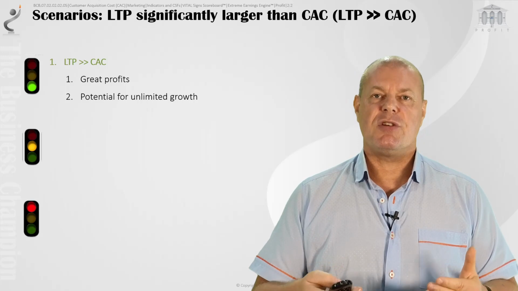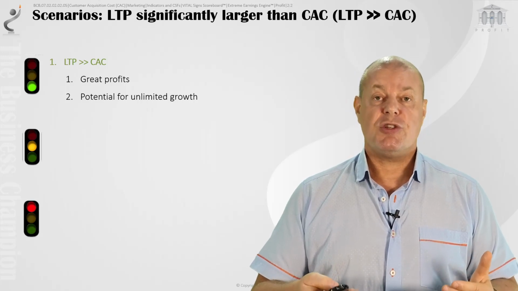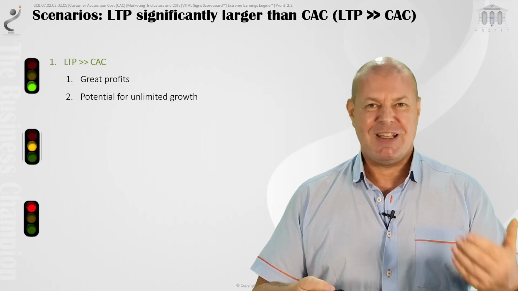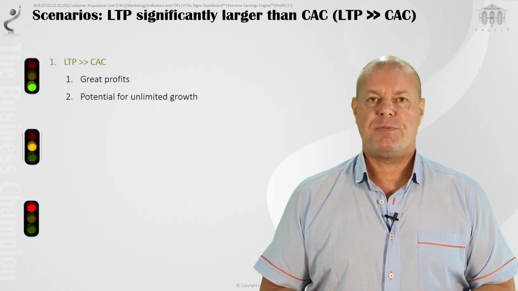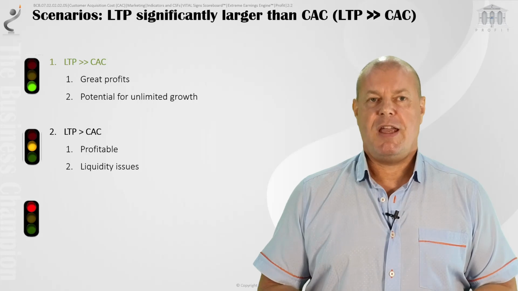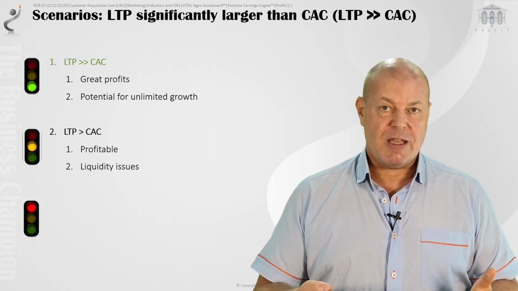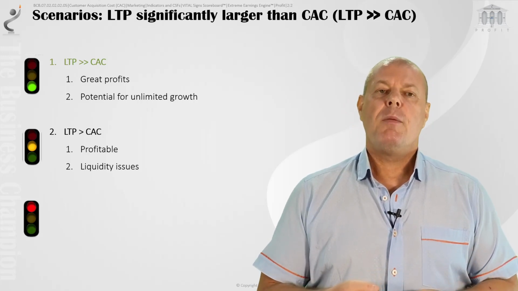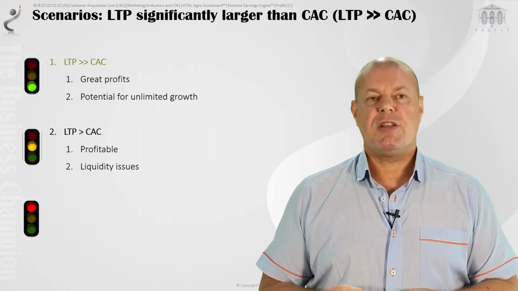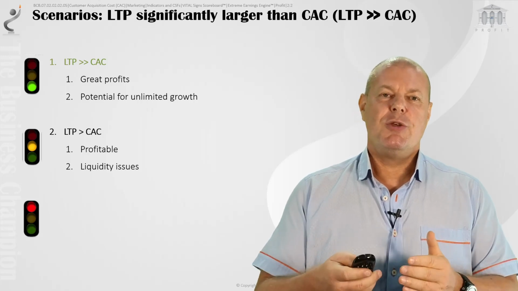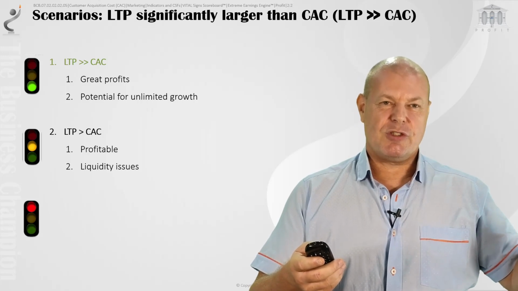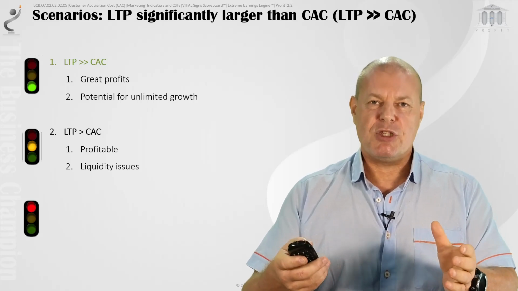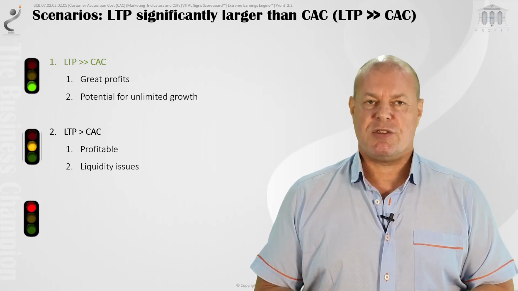And you have the potential for unlimited growth, because you just need to do more sales and marketing, exactly like you do today, and you will get more money, you will get more customers. Now, if you are in the yellow area, then you are still making money because your lifetime profit is higher than your cost of acquisition. But you might experience liquidity issues because you will get the money over the lifetime of the customer, but you might have the marketing cost up front. So there is a hole in between where your liquidity will be stressed.